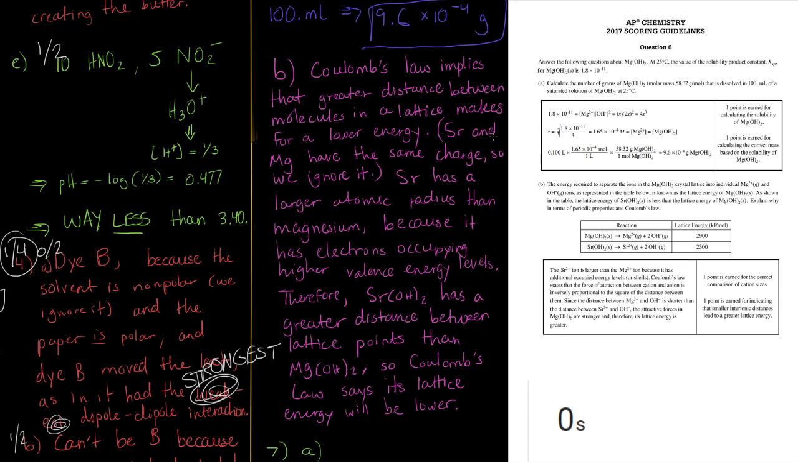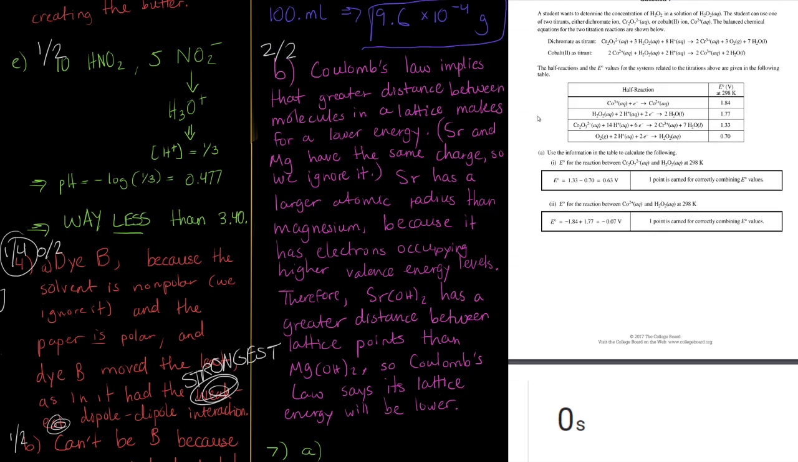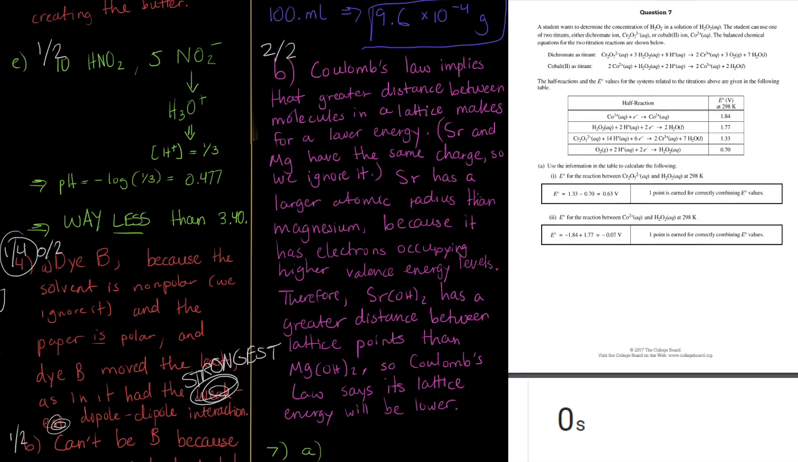So Coulomb's law implies that the greater distance between ions in a lattice makes for lower energy, as the same charge we can ignore. So Sr has a larger atomic radius than magnesium because it has higher occupied valence electron levels. So therefore, this will have a greater distance between lattice points. So Coulomb's law says lattice energy will be lower, and 1 point is earned for indicating that smaller interionic distances lead to greater lattice energy. Greater distance makes lower energy. Okay, I earned both points. Again, very welcome to earn all the points on a question.